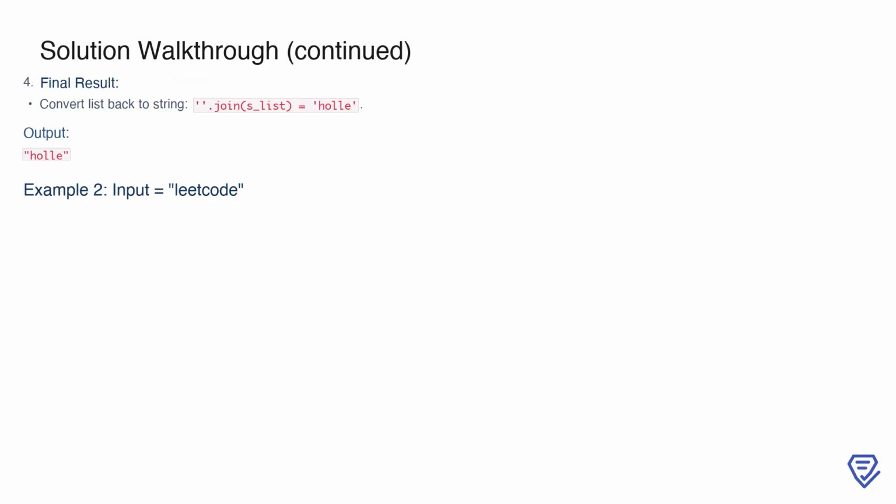In the second iteration, the character at the left pointer is L, which is not a vowel, so we increment left to the next position. Similarly, the character at the right pointer is another L, which is also not a vowel, so we decrement right. At this point, left and right meet in the middle, which means we've processed all the relevant vowels. The loop terminates, and we convert the modified list back into a string. Joining the characters gives us the final result, Holly, which we return as the output for this example.